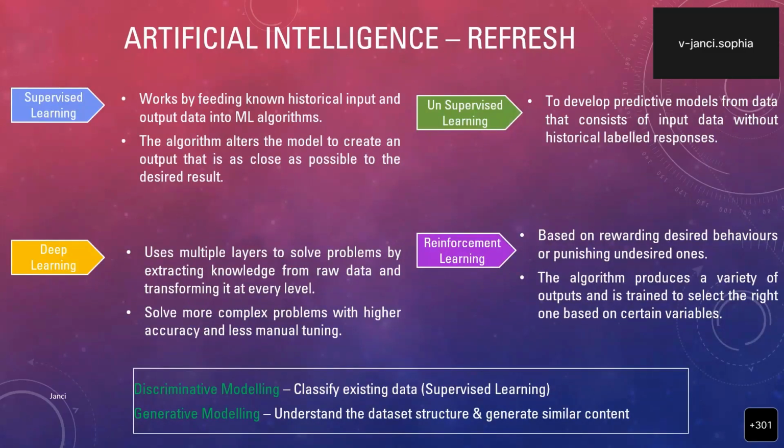So as I said, within machine learning, there are four major categories. The first part is supervised learning. I'm not sure how many of us already know about it. Supervised learning works based on input and output data. We train the model by providing a lot of input data and labeling it, and the algorithm will automatically alter the model to create an output as close as possible to the desired result. That's the main purpose of supervised learning.